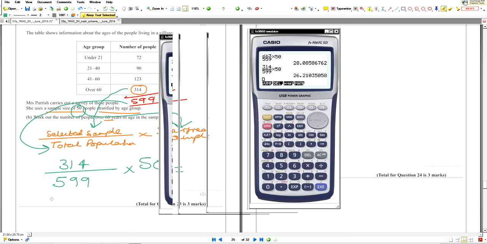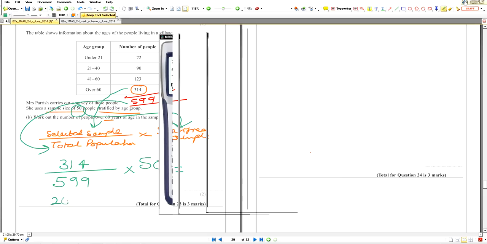Okay, right. 26.2. Now we can't choose 26.2 people, so we round to the nearest whole number for this one to make sense. So 26 people will be in that sample, and that's my final answer.